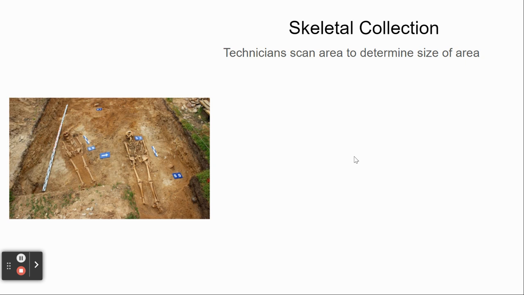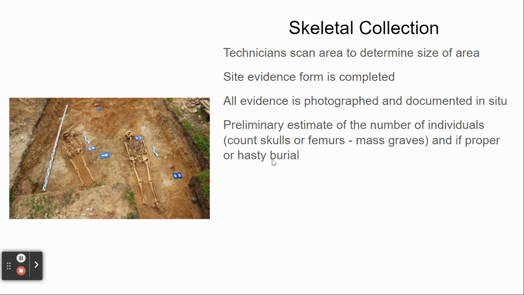So in terms of collecting it, you're going to figure out how big of an area you're looking at. With ancient civilization type of sites, these can be really, really large areas, depending upon what took place or what kind of burial site you're looking at. There is a site evidence form that's going to indicate drawings, directions, approximate size areas, all that stuff. You're going to take pictures of the skeletons as they're found.